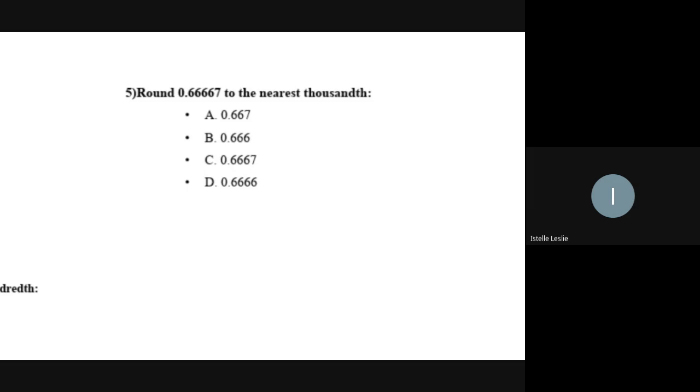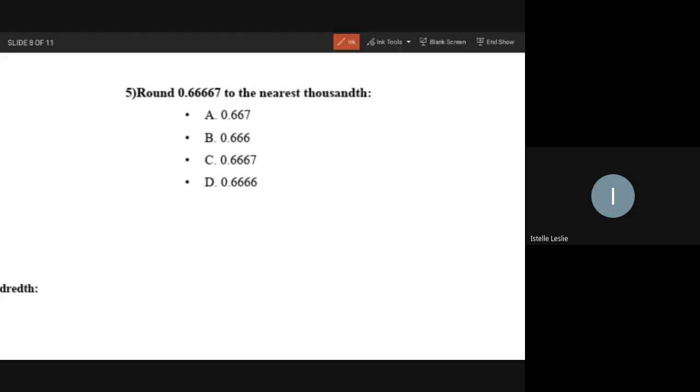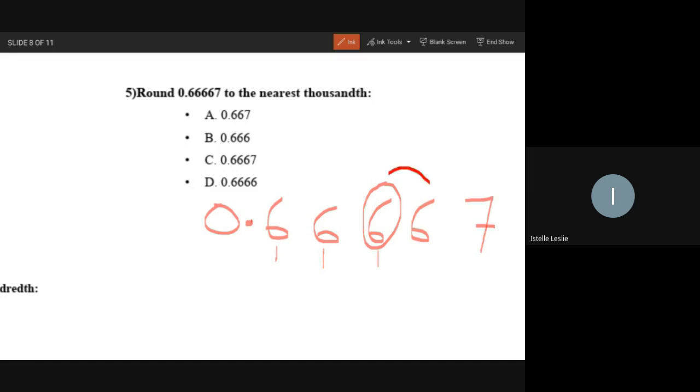If we are to do this together, let me write it out. So we have 0 point, 4, 6, and then 7. Immediately after the decimal, we have the 10th, 100th, and then 1000th. So this is the digit in the thousandths position. So what do we do? Check the number to the right. Is it up to 5? Yes, it is even more than 5, so we add 1 here. What happens to all the others? They become 0, 0. So the digit here becomes 7.